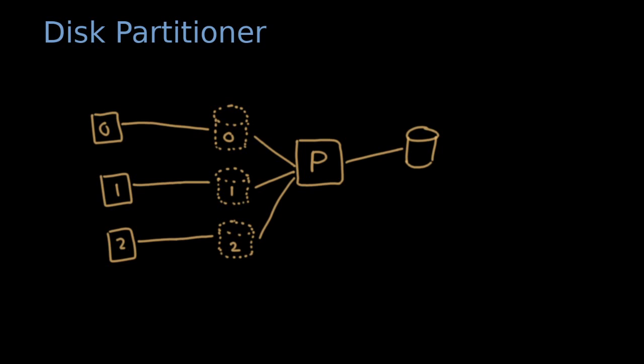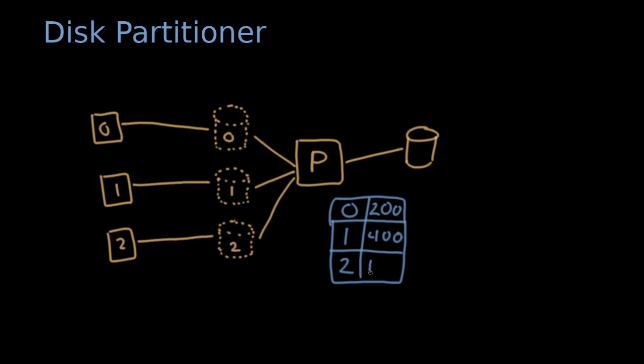The partitioner maintains a table that it will use when it gets commands from the client to read or write the virtual disk. So let's look at this table. This table has three rows, two columns. The first row is for virtual disk 0, virtual disk 1, and virtual disk 2. So let's say the virtual disk 0 is of size 200. The disk number 1 is of size, let's say 400. And the last one is 100.